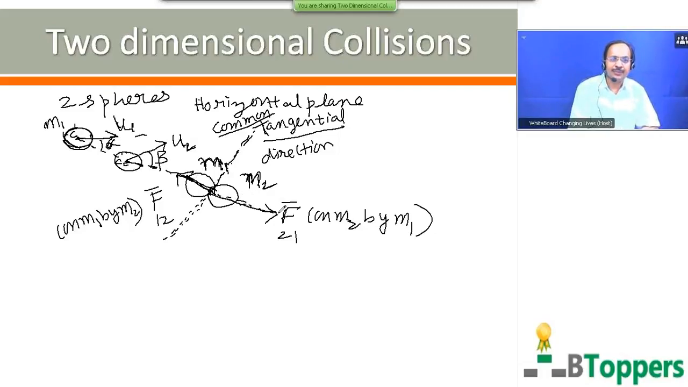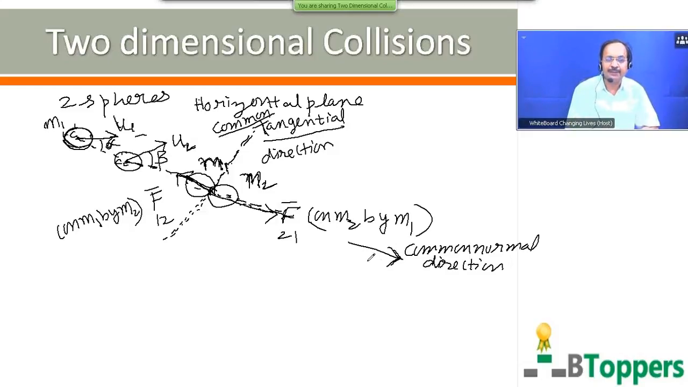So the normal direction, that means the common normal direction, is the direction normal to the surface of each sphere. This is the direction normal to the surface of each sphere through the points of contact. Along the common normal direction, the collision can be treated like a one-dimensional collision.